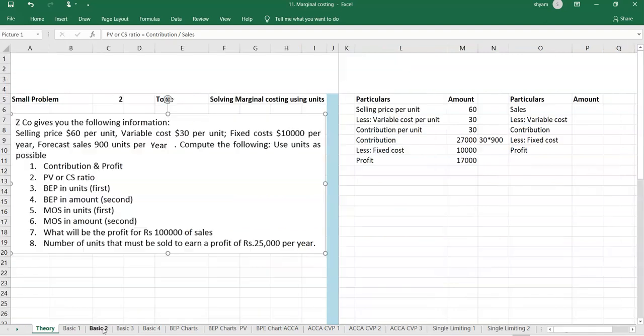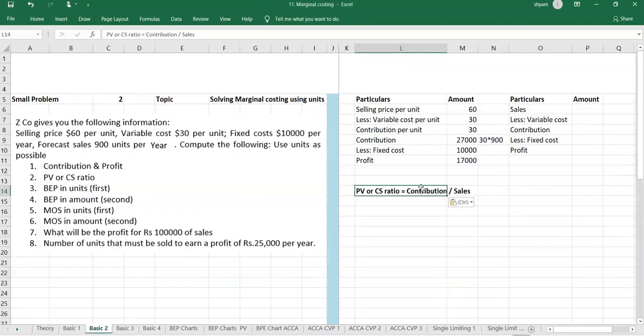So let's apply it to our concept. You can use either per unit or total amount. You will get the same answer. You don't need to worry about that. So this is number 1. Let's find out the answer here. Answer would be 30. Contribution is 30. Sales is 60. So which leads us to 0.5. So that's about the first one. Let's get the second one. Okay, sorry, that is actually the second one.